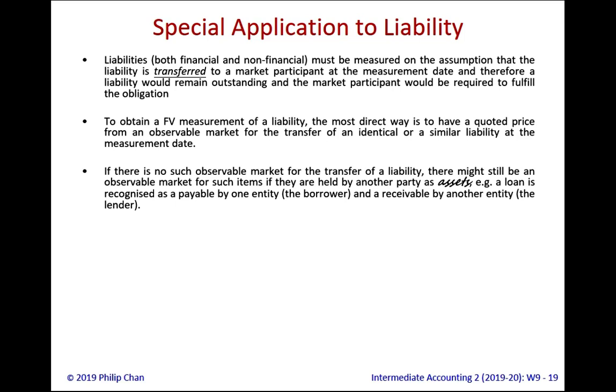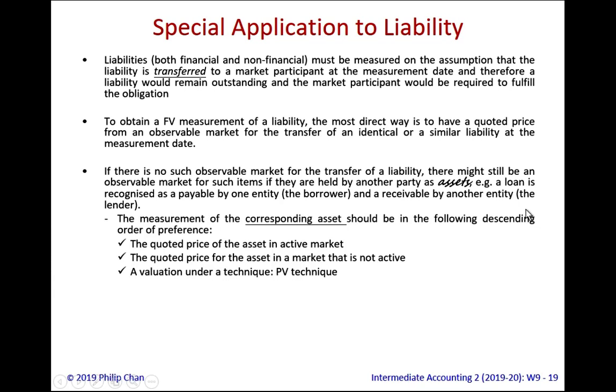So if you cannot measure the liability directly, then you can imagine, right? If you are the one to issue a bond or shares, there must be another party willing to buy it in the market. So you can measure the asset's fair value instead and treat it as the fair value of the liability, such as a loan is recognized as a payable by one entity, the borrower, and a receivable by another entity as the lender, and therefore you can simply measure the receivable's fair value and treat it as the fair value of the loan, right? That's the way to do it.